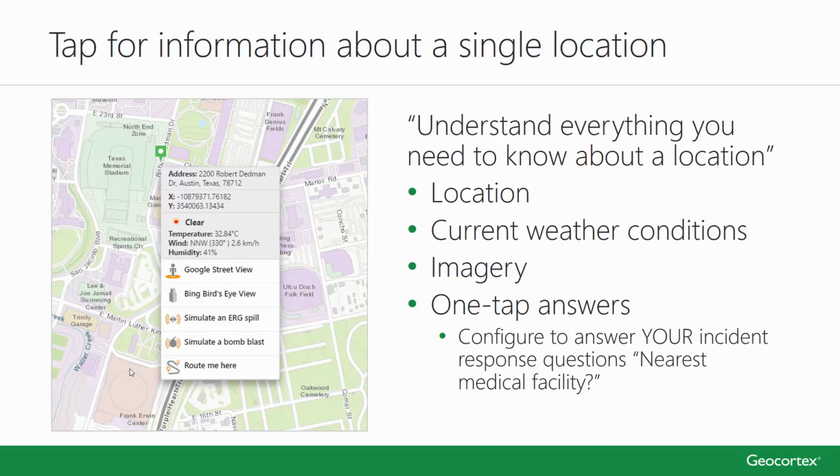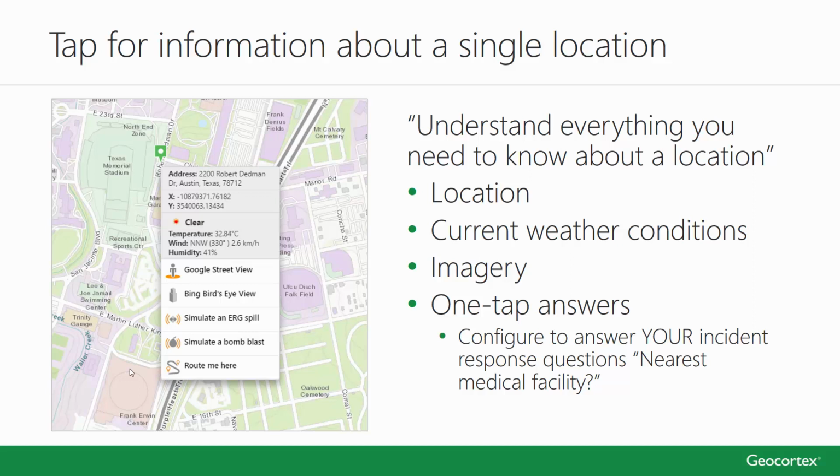I also heard time and time again that imagery is king, being able to see where field responders are headed or where they are and understand the lay of the land through imagery. That might be Google Street View, Bing Bird's Eye View, high resolution satellite imagery, services like Pictometry integrated, for example. And then being able to perform quick actions, what I call one-tap answers at that location.